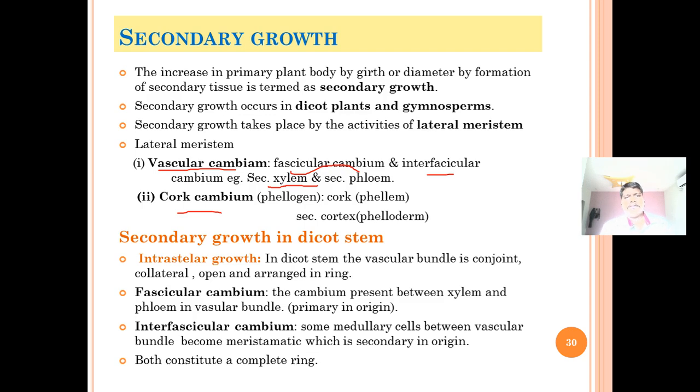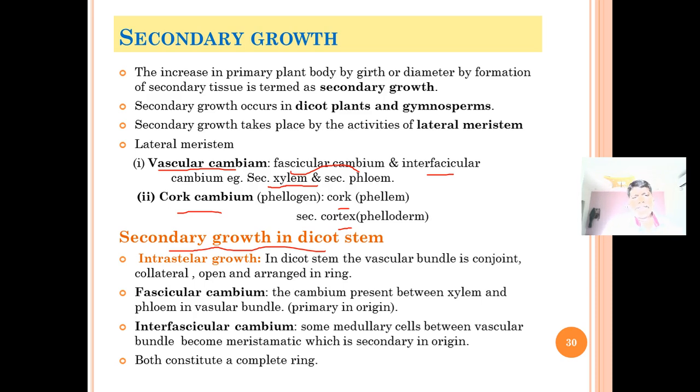And coming to cork cambium. Cork cambium sometimes arises from the pericycle or some of the cortical cells that become meristematic and act as a cambium. So the outer side will produce cork and the inner side will produce secondary cortex, phellem and phelloderm. So next we will discuss how secondary growth takes place in the dicot stem.